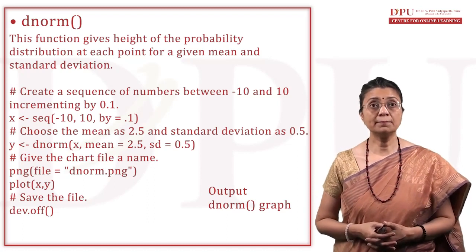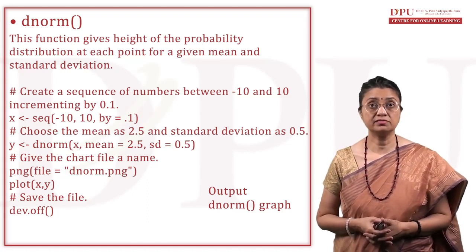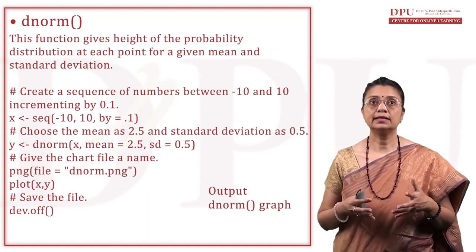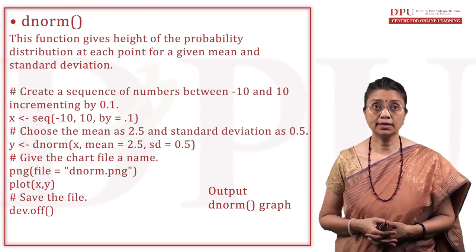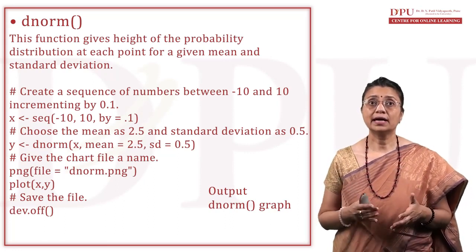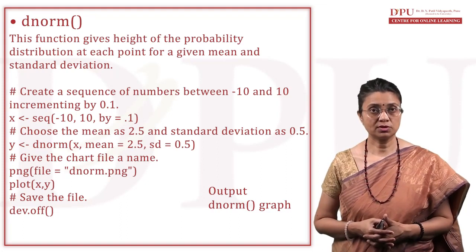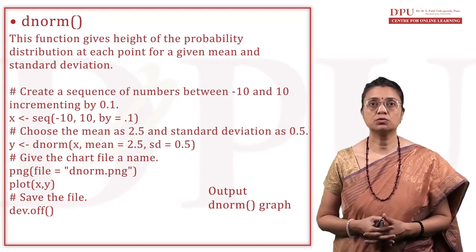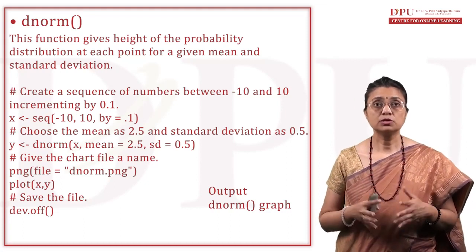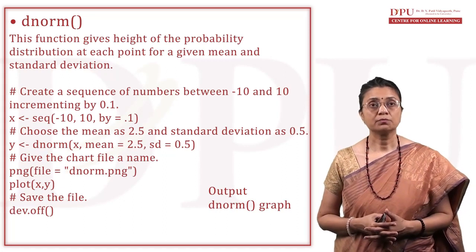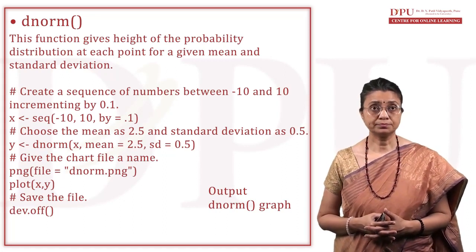Now, we choose the mean as 2.5 and standard deviation as 0.5. We can see over here that dnorm is my function which I'm calling. I'm passing my sequence vector x. I'm passing mean equals to 2.5 and standard deviation is equal to 0.5. So this is my set of values which I have passed for the probability distribution.